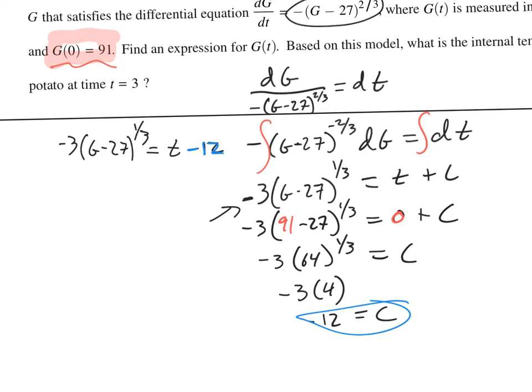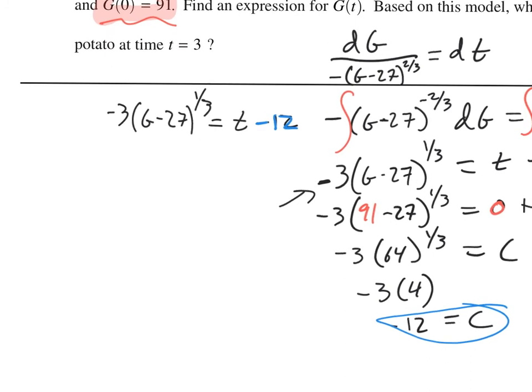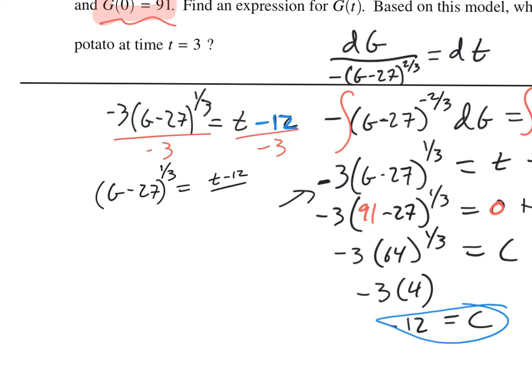Now we're almost done. We just have to get g all by itself, and then we're going to plug in a 3 to find out what the actual temperature is at 3. And it tells how good our approximation is. So let's work on getting g all by itself. First thing I see is this negative 3 out here. I don't want it out there. Let's go ahead and divide everything by negative 3. And so now I have (g minus 27) to the 1/3 equals (t minus 12) over negative 3.